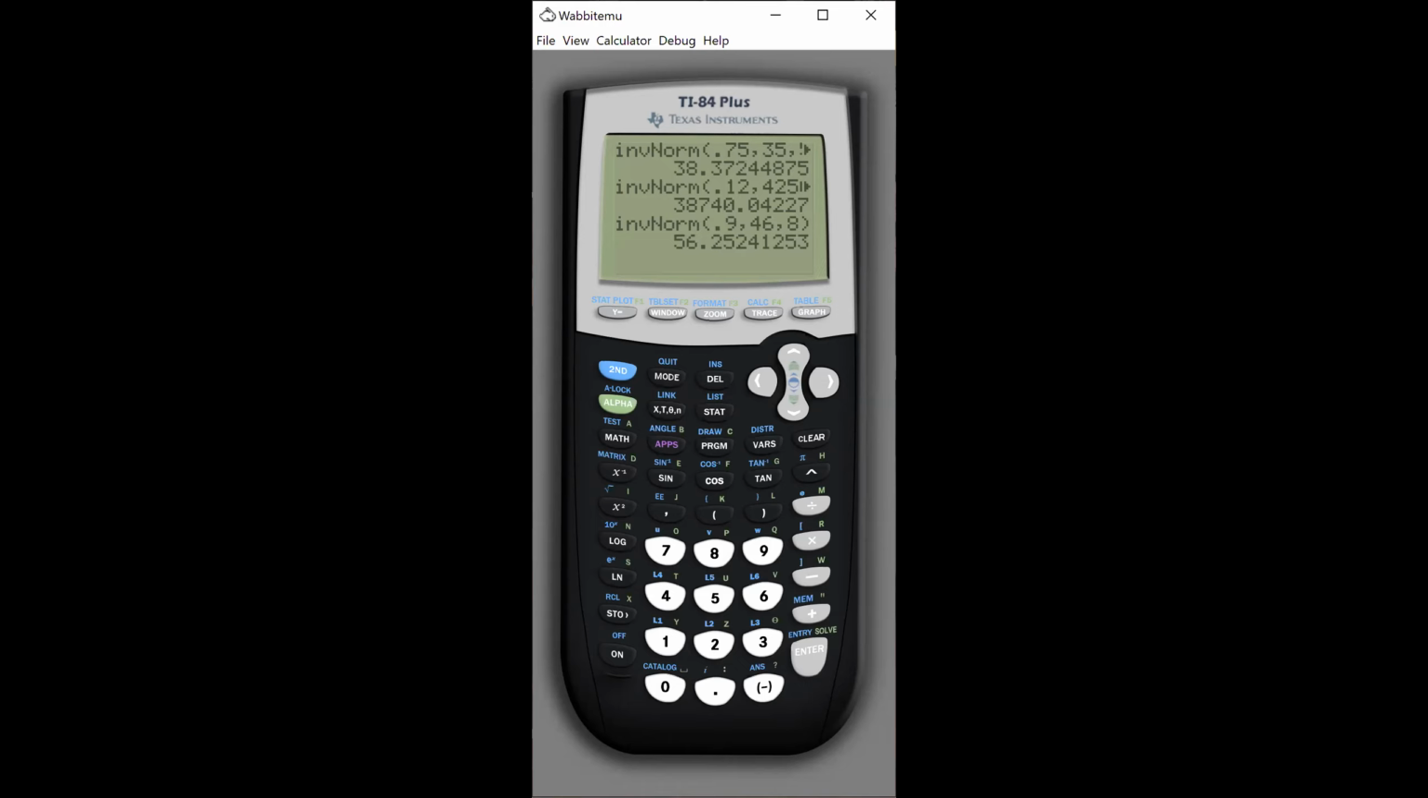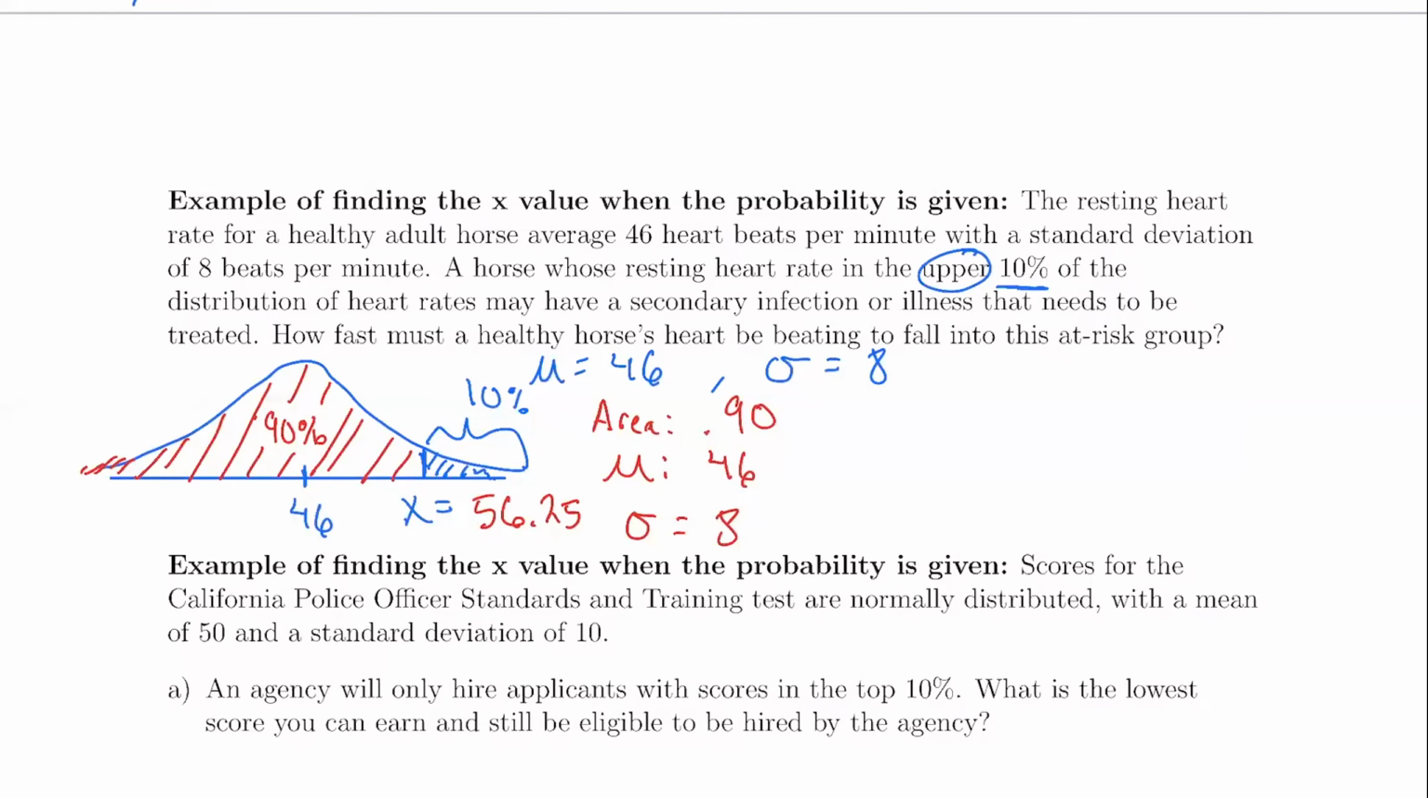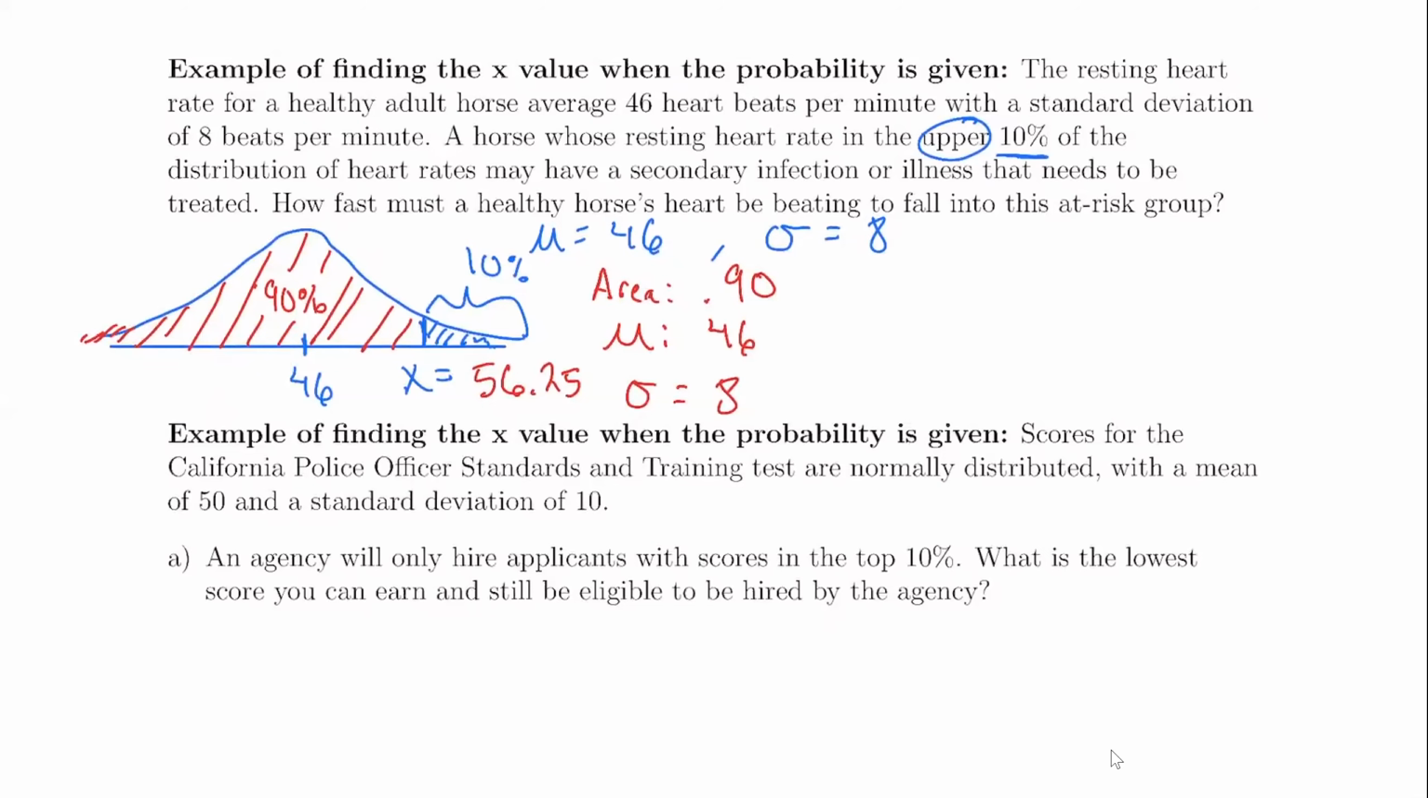But that's it for the last problem for getting an x value. Oh, sorry, getting a percentage and converting it into an x value. Any question in regards to this last problem?